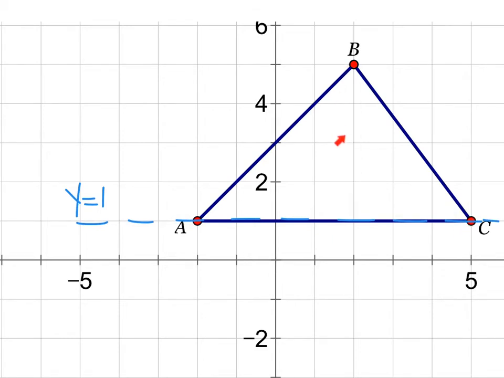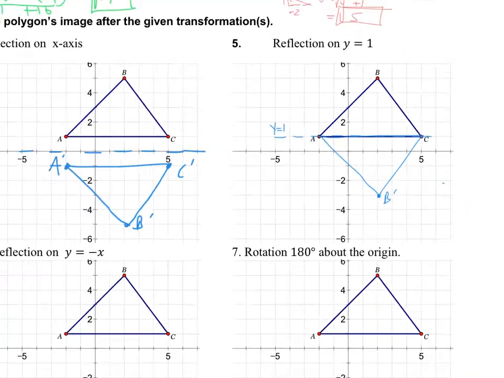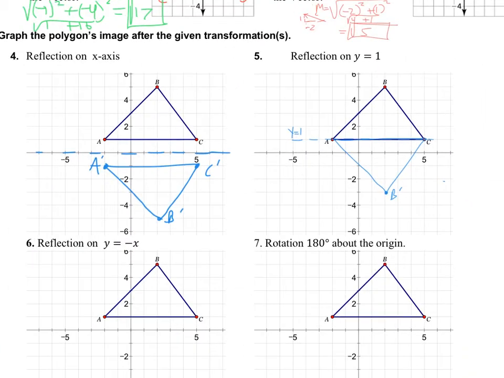This point is 1, 2, 3, 4 units away. So we're going to go 1, 2, 3, 4 units below. And it's going to end up right down here. And that'll be B prime. So there's our new triangle. It actually connects to the old triangle. All right, that's a reflection across y equals 1.